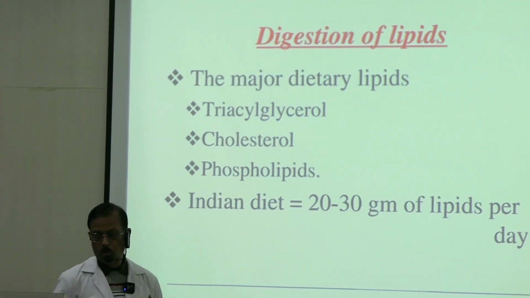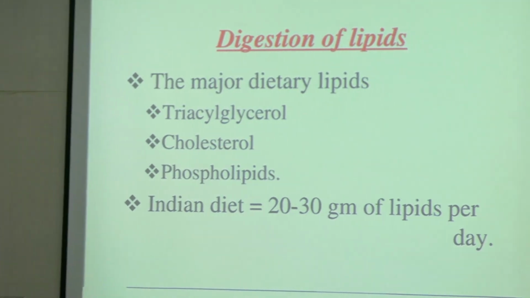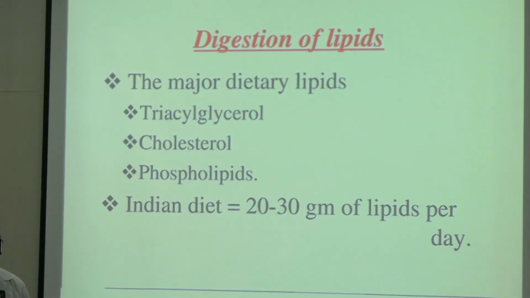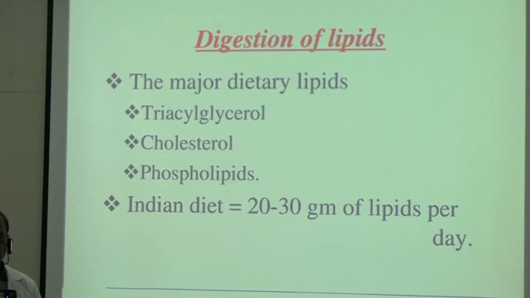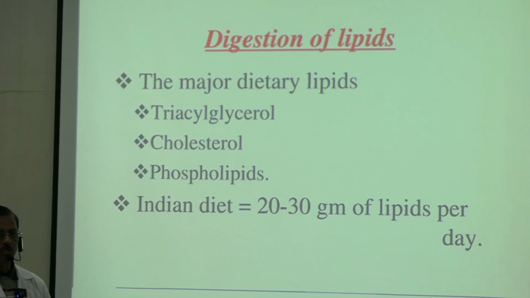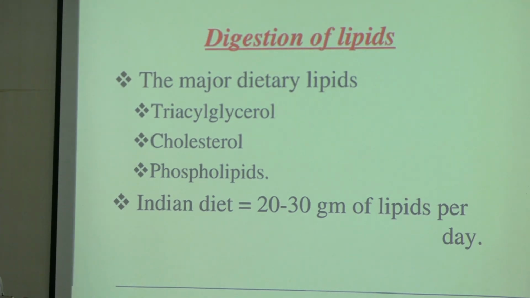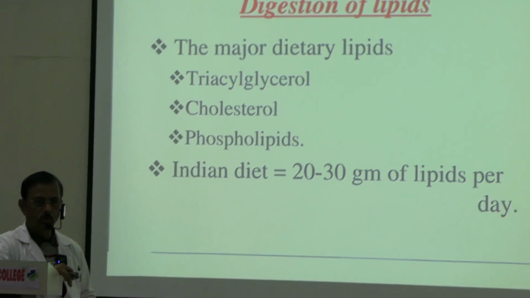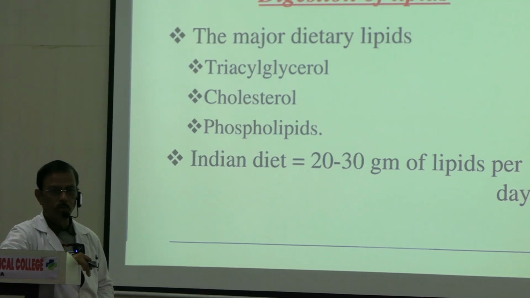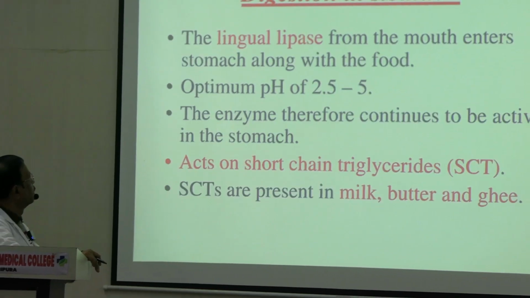Indian diet, on an average, contains 20 to 30 gram of lipid per day. But nowadays, it is not so less. Even it may go up to 150 gram per day. Those who are taking fast food are consuming a lot of lipids. Okay.